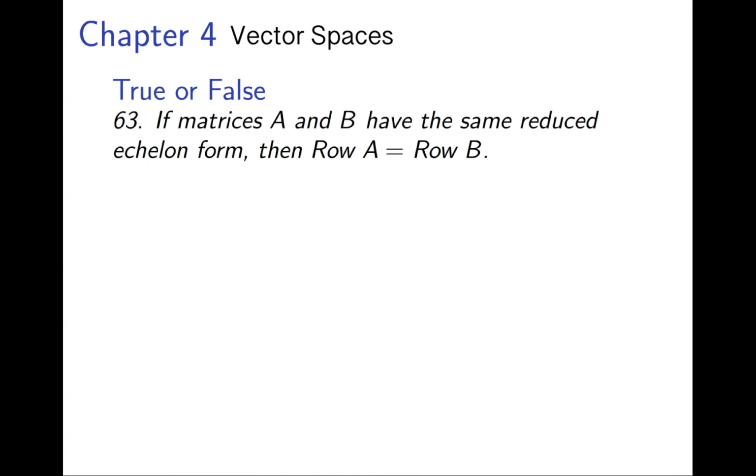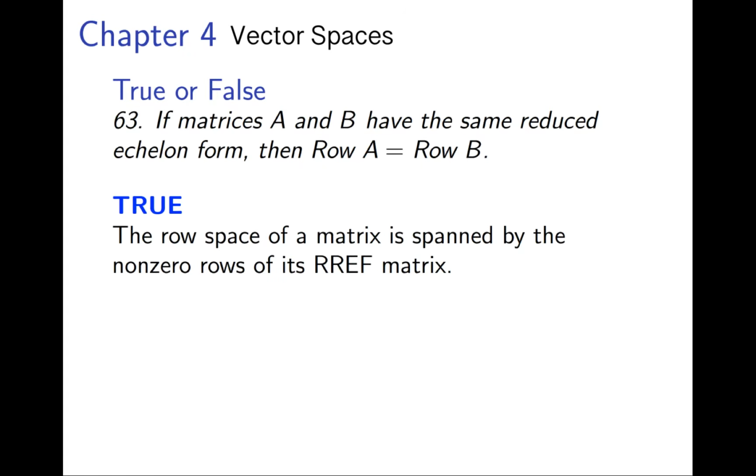If matrices A and B have the same reduced echelon form, then the row space of A is equal to the row space of B. This is true, and the reason is you find a basis for the row spaces of these matrices by putting the matrix into echelon form or reduced row echelon form. And so the reduced row echelon form tells us exactly what the row space is. So if two matrices have the same echelon form, they're going to have the same row space.